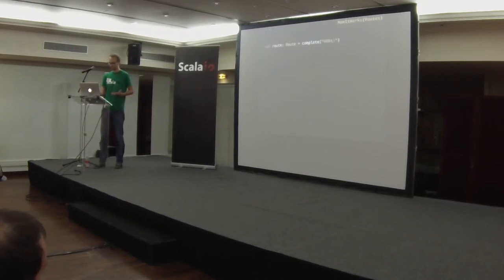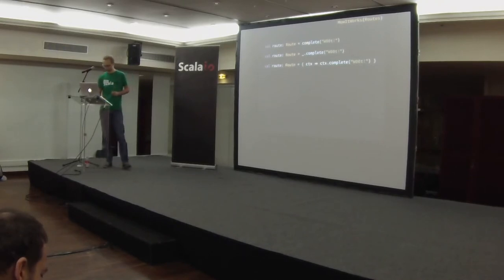So here's a simple route. One of the simplest you can possibly have. Any request that comes in, whatever it is, gets completed with a plain text message that says woot. You can also write it like this. It's actually a function that takes a request and produces woot. If you want to make it even more literal, then this is really what happens. It takes a request context and you call complete on the request context with some data, and that gets sent out as an HTTP response.